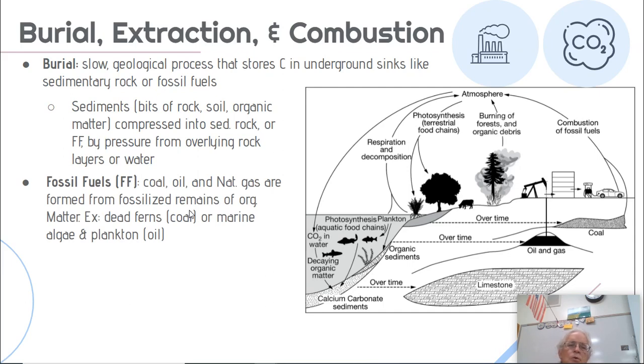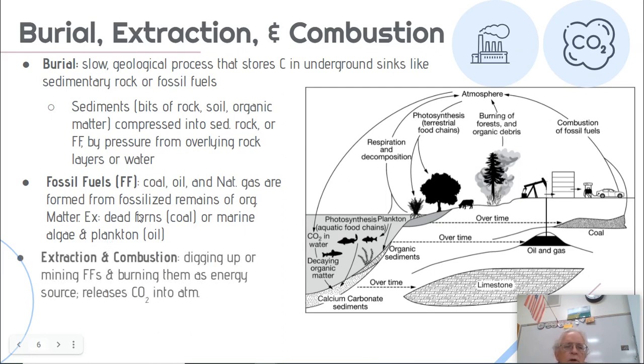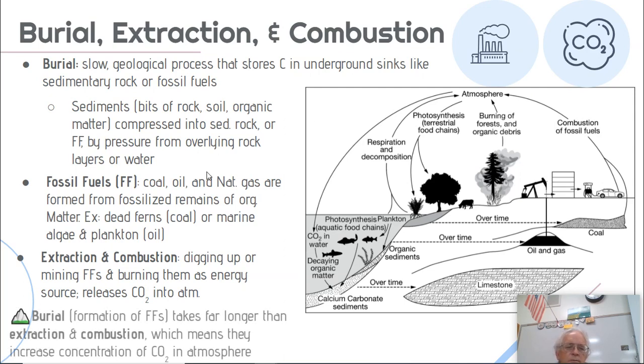Fossil fuels such as coal, oil, and natural gas are formed from fossilized remains of organic material. For example, dead ferns for coal or marine algae and plankton for oil. Extraction and combustion: digging it up, mining the fossil fuels and burning them as an energy source releases carbon dioxide back into the atmosphere.